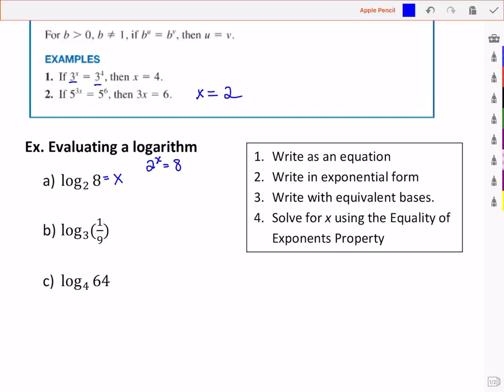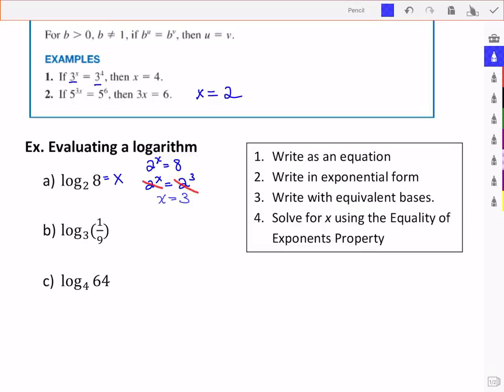Then you kind of have to think, okay, what 2 to what power would equal 8? Well, I know that 2 cubed is 8. So I've got 2 to the x equals 2 cubed. They both have bases of 2. So what I generally do is just mark out those bases, and I've got that x equals 3.